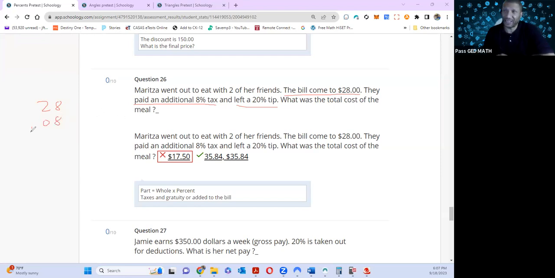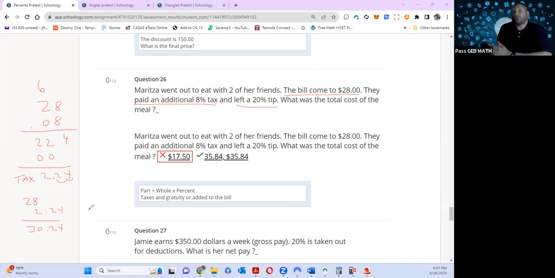So 28 times 0.08, because 8% as a decimal is 0.08. So then you just, 8 times 8 is 64, carry your 6. 16 plus 6 is 22. You got two zeros. You can put them in, you don't have to. 224, move the decimal 2 places. That means my tax was $2.24. But tax is added on to the bill. So 28 plus that 2.24 gives me 30.24. And this is what I'm going to pay my gratuity, 20%, on, right?